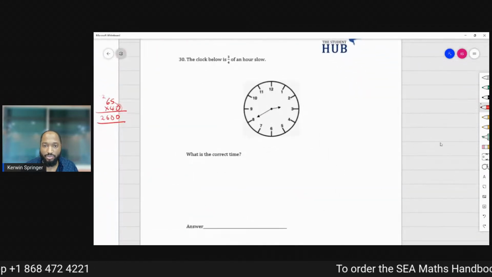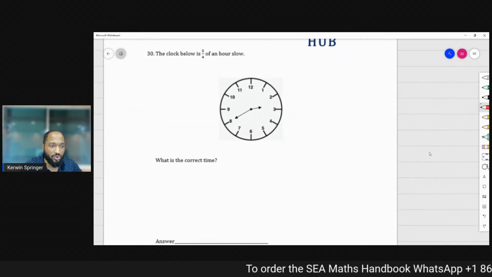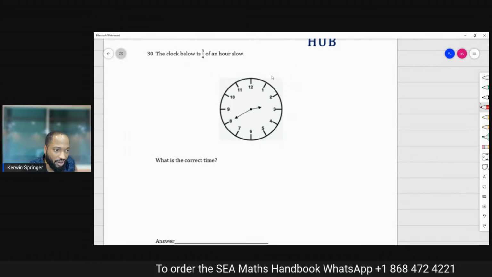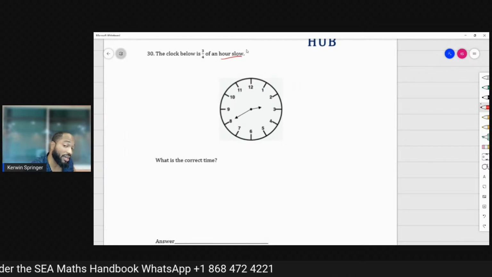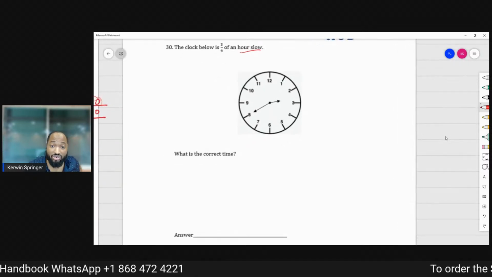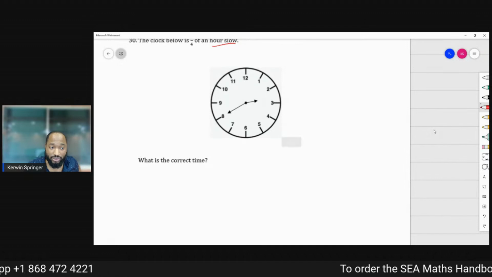Let's do number 30. So the clock below is 3/4 of an hour slow. You see the slow clock and fast clock thing, you have to slow down and make sure you do the right thing for these questions.